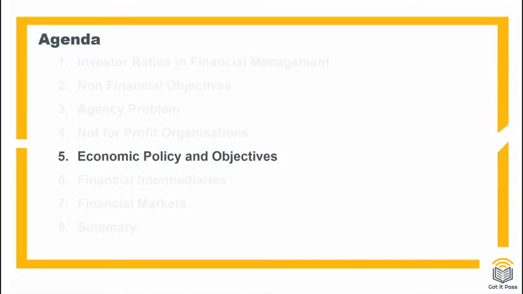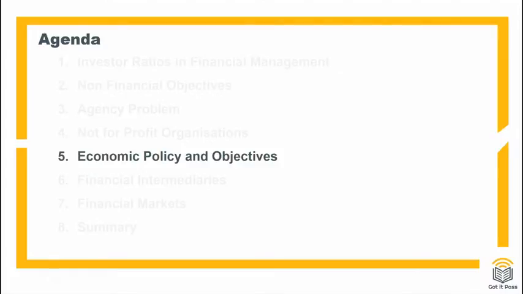We just finished the financial management functions. We're talking about the financial management objectives, non-financial objectives, agency problem, not-for-profit organizations, for example, by using the value for money, how the 3 E's achieve the value for money. And then we move next to talk about the financial management environment. We talk about 3 key topics: economic policy objectives, financial intermediaries, and financial markets.